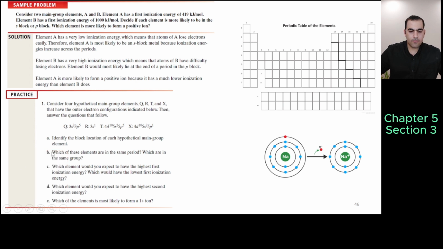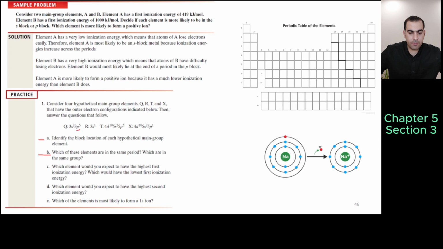Practice. We have some hypothetical elements Q, R, T, X that have the outer electron configuration indicated below. Then answer the following questions. A: Identify the block location of each hypothetical main group element. B: Which of these elements are in the same period, and which are in the same group? C: Which elements would you expect to have the highest first ionization energy? Let's answer the first A and B.